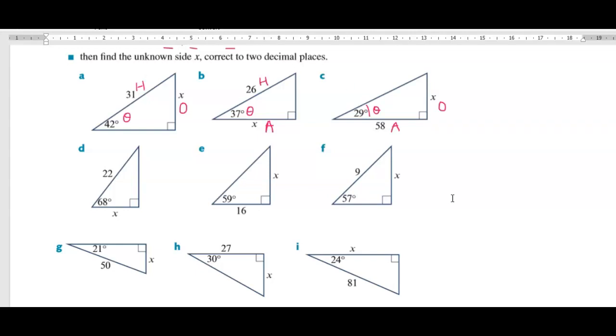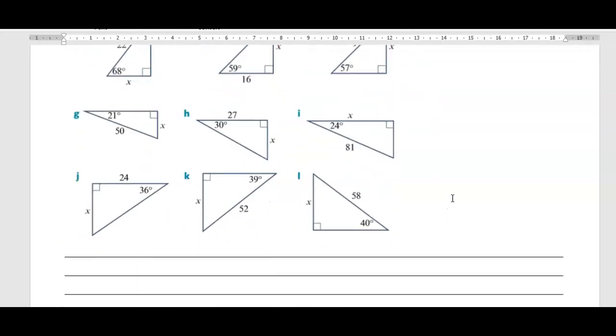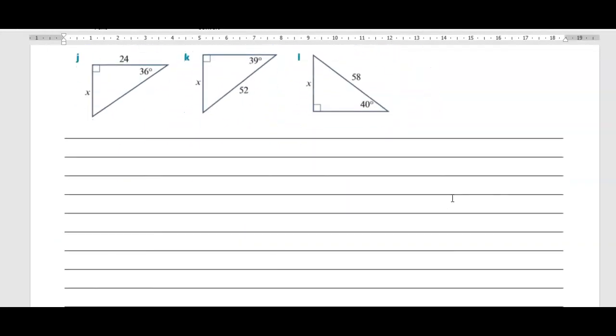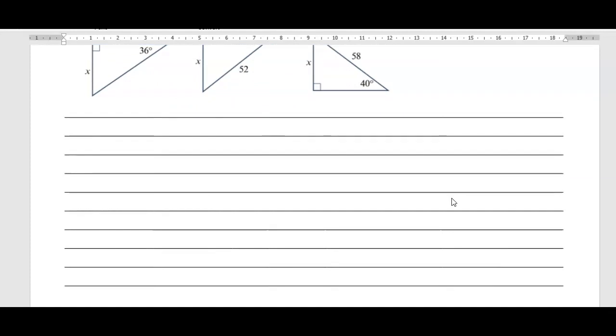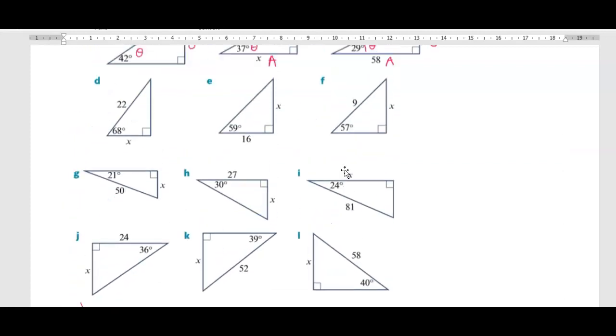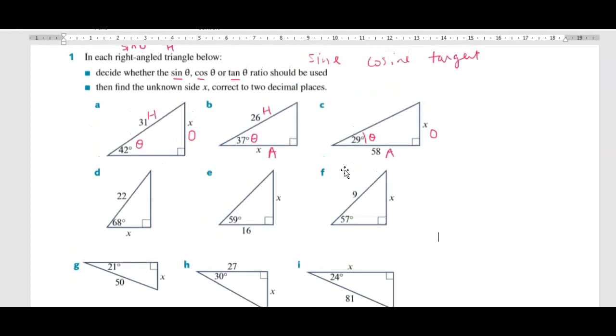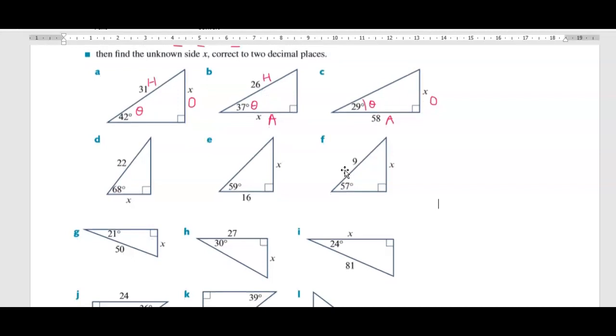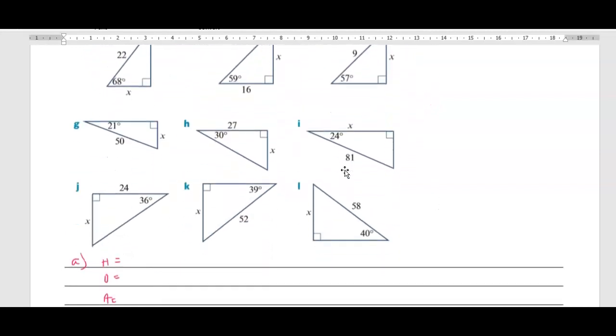Okay, so if we're going to do question A, now it's a bit hard because I can't keep scrolling. Actually, I will do that. Now, even though I've labeled the triangle, something I still do, and encourage students to do, is just write HOA theta: hypotenuse, opposite, adjacent, theta, and then list what you have. So we've got hypotenuse is 31, opposite is not 0, it's x, and theta is 42.